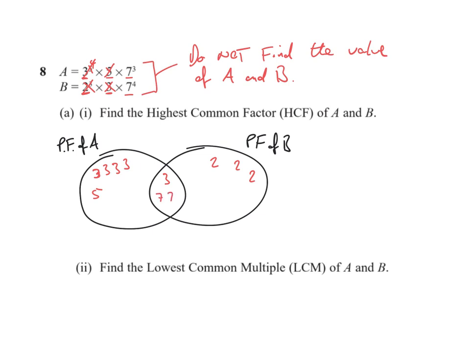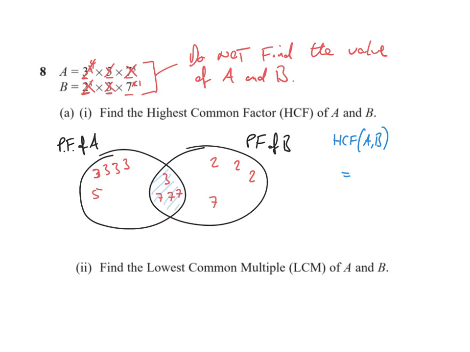And finally, there are 3 7's in both of them, so those 3 7's go in the middle. And to make up the 4th 7 for B, we put a 7 on the right hand side. So this Venn diagram is now complete, and we have to remember how we find the highest common factor from a Venn diagram. The numbers in the middle constitute the highest common factor, so we multiply them together and that gives us our highest common factor.